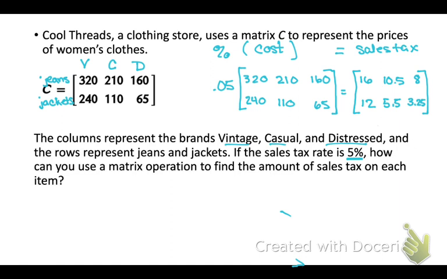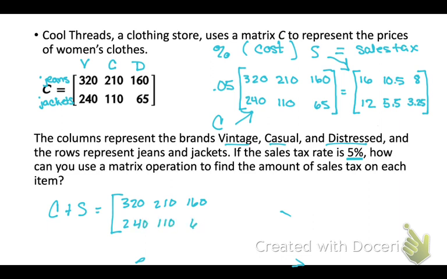How would I find the net cost? Like the whole cost, the gross cost. Okay, so if this matrix here was C, we named it C, right? Can we name this one S? So if I took C plus S, this is what I'm doing, right?